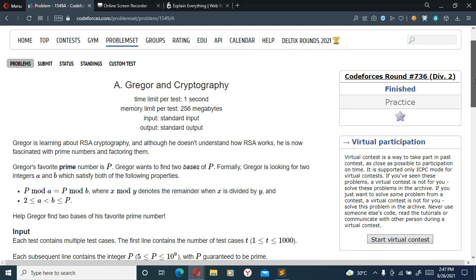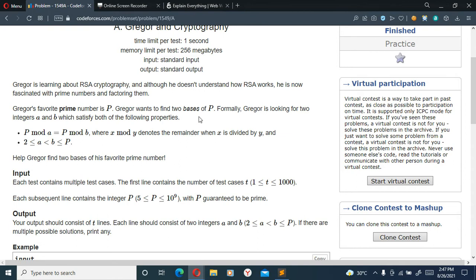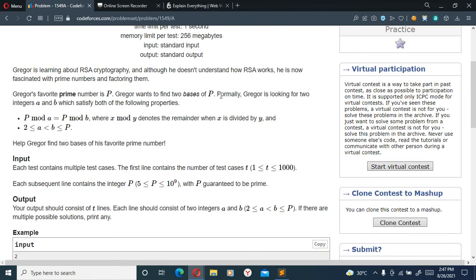Problem number 1549A, Gregor and Cryptography. The problem statement is that Gregor is learning about RSA cryptography, and although he doesn't understand how RSA works, he is now fascinated with prime numbers and factoring them. Gregor's favorite prime number is p. Gregor wants to find two bases of p.